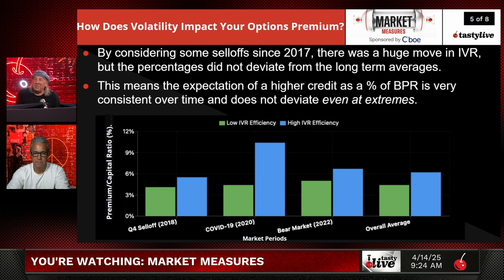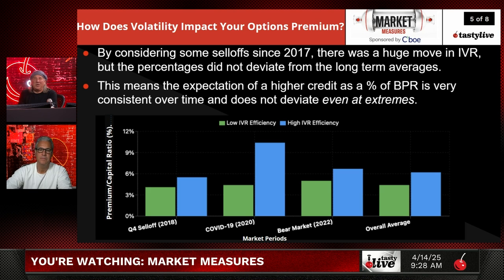So by considering some of the sell-offs since 2017, and we had a bunch of them, we had the 2018 sell-off, the COVID sell-off, the bear market in 2022, and then the overall averages. If there's a huge move in IVR, but the percentage does not deviate from the long-term averages, this means that the expectation of a higher credit as a percent of buying power is very consistent over time. So what this slide shows is that no matter what the sell-off is, if you sell premium in high volatility, of the total amount of money you have to put up, the credit is a much bigger percent.